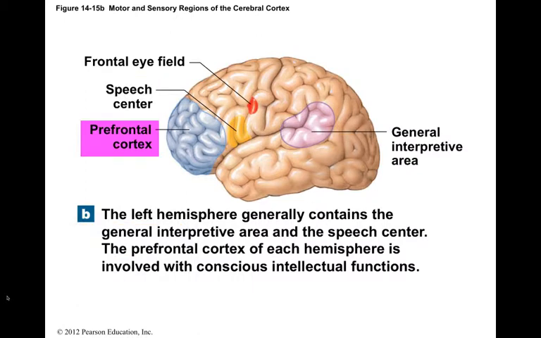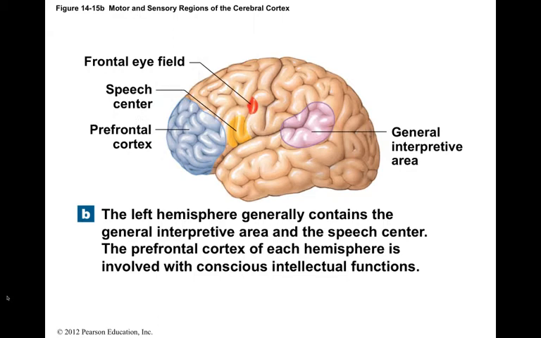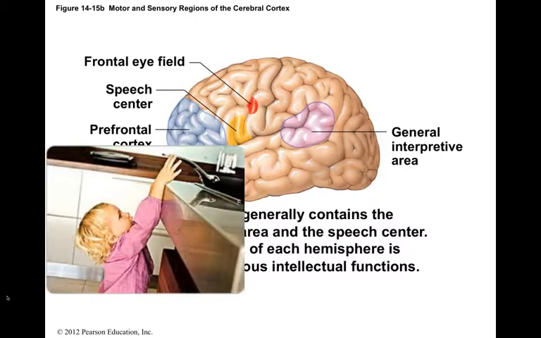The prefrontal cortex of the frontal lobe coordinates information from association areas of the entire cortex. The prefrontal cortex will perform abstract intellectual functions such as the prediction of consequences of actions. We know that a toddler does not have this area well formed yet because they are not yet able to predict consequences of actions, such as touching a hot stove.